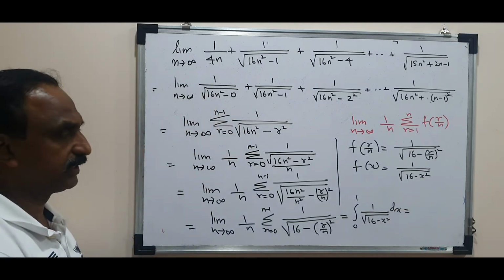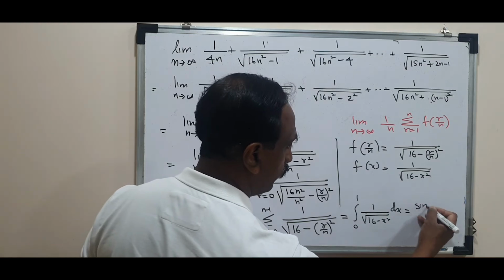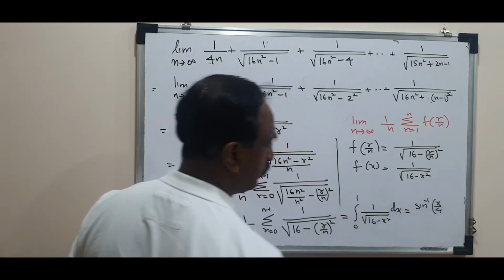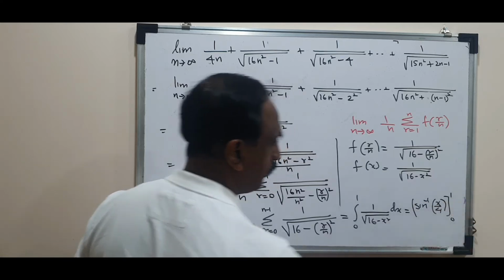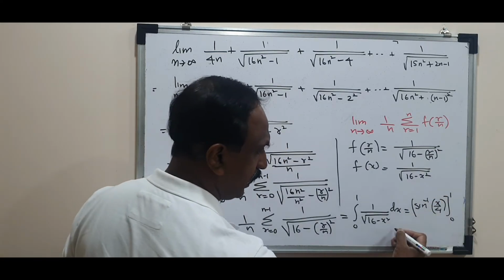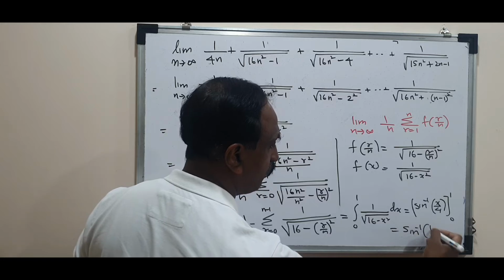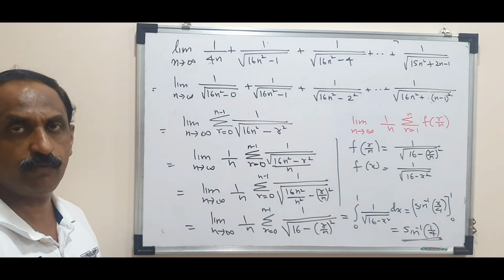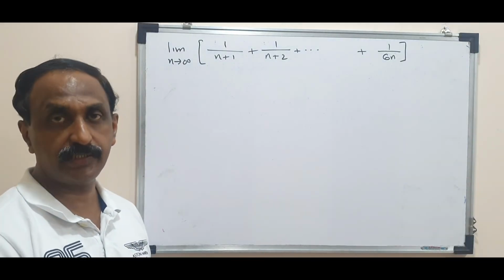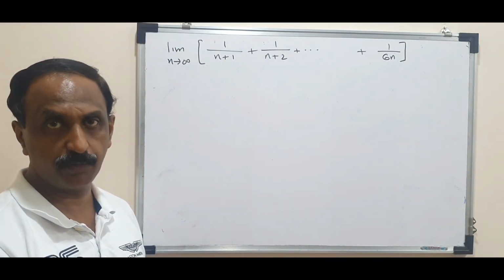And you know that this is nothing but sine inverse of x by 4, from 0 to 1. So if I replace here, the answer becomes sine inverse of 1 by 4. And that is my answer for it. Sine inverse of 1 by 4. Let's see a small change in this problem compared to what we learned just before.